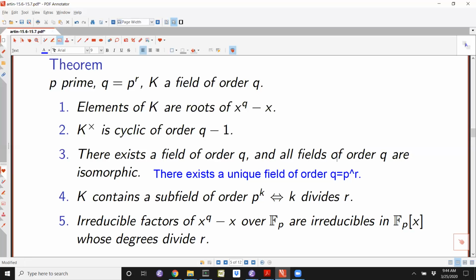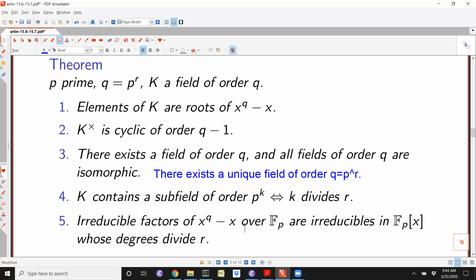This is really a pretty cool thing. The irreducible factors of x to the q minus x over Fp, the field of order p, are exactly the irreducibles in Fp[x] whose degrees divide r. Wow. So somehow when you factor this one polynomial x to the q minus x, it contains everything about the field of order q, and all of its subfields. Pretty cool.